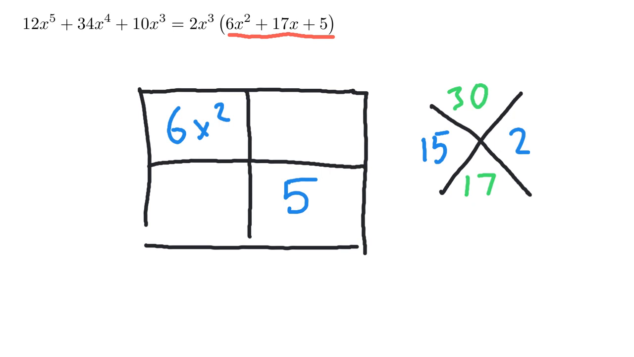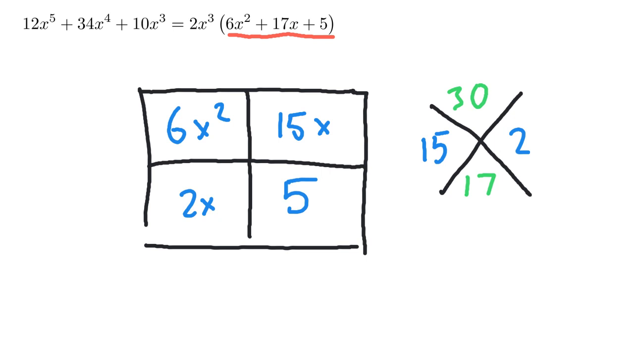Now, it doesn't matter which box you put the 15x in and which box you put the 2x in. In the end, it's all going to work out the same. You could put the 15x in either of the two boxes. I am going to put the 15x in this one, and I'm going to put the 2x in this one. Okay, so that's how we split up the middle.